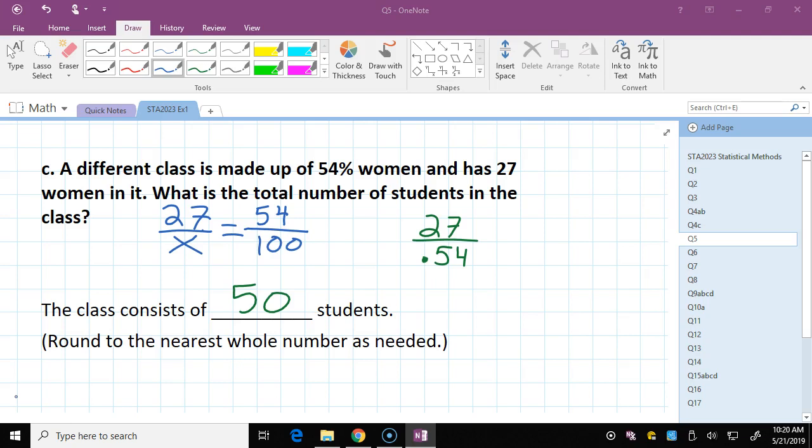So you can think about it either way. Doesn't hurt my feelings any or anything like that. Doesn't hurt the math god feelings. You know, as long as you can get to that answer. Cool? All right.